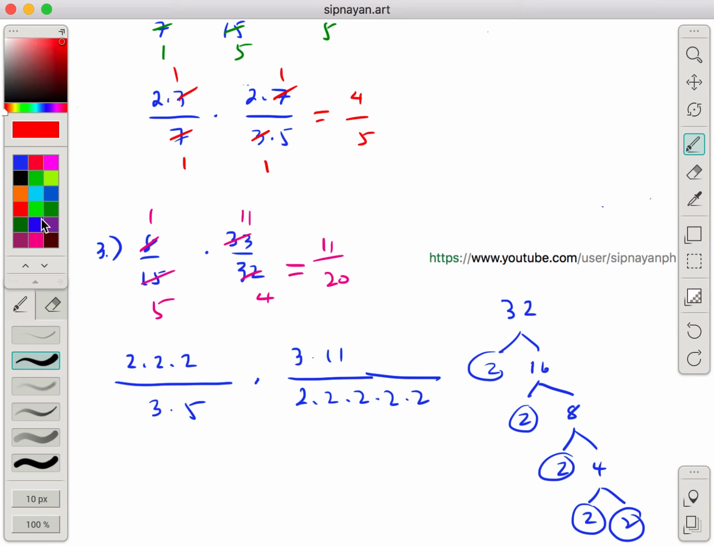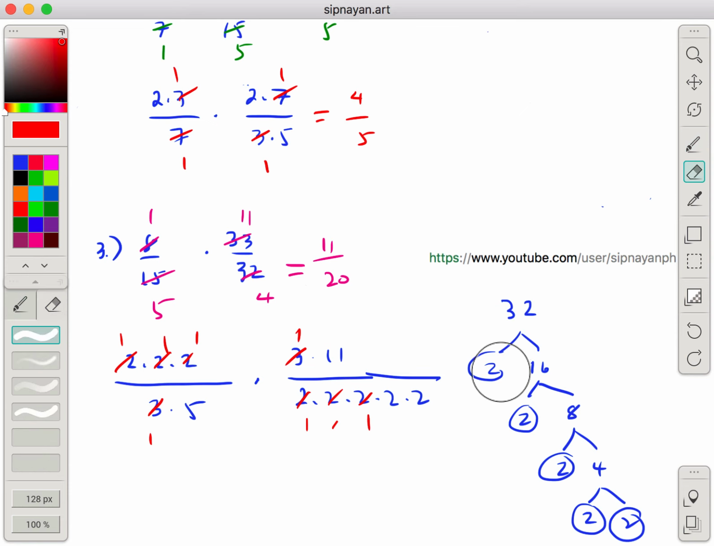And, of course, pwede na tayo mag-cancel. Pwede natin yung i-cancel. Cancel, magiging 1. Cancel, cancel, para magiging 1. Cancel, cancel, magiging 1. What else? 3. Magiging 1. So, 1 times 1 times 1 times 1 times 11 is 11. And then we have 5 times 2 times 2. That's 20. No? So, 11 over 20 pa rin yung sagot.